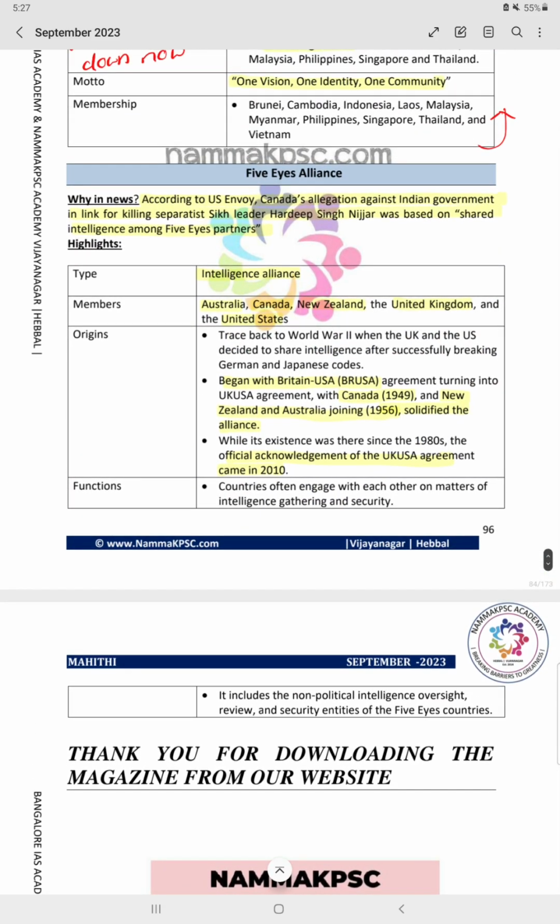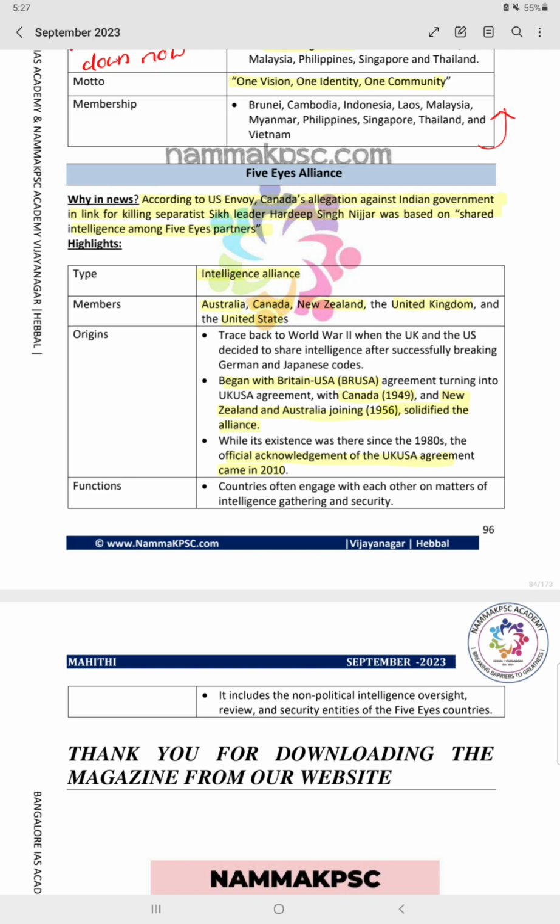Then the Five Eyes Alliance is also in news. So what is this Five Eyes Alliance? There was a Canadian-Indian issue where a man from Canada was killed by Indian special service agents. They claimed that this killing was by the Indian government only. This information was given by this Five Eyes Alliance, so it is in news.